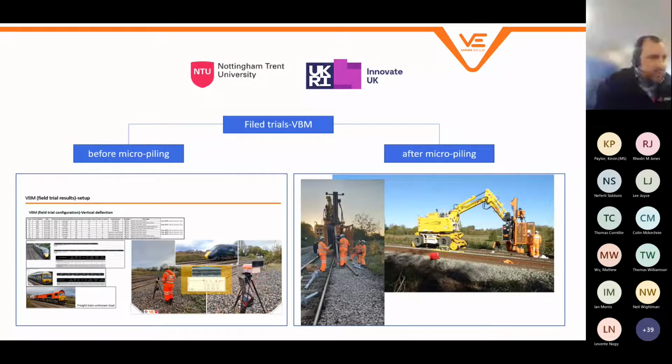So the next step that we've been working with is looking at some of the data associated with this system. So we've been looking at working with Nottingham Trent University and Innovate UK as part of a knowledge transfer partnership to develop vision-based systems. So Kuyar Faizi has been working with us as our research associate to develop a vision-based monitoring system.